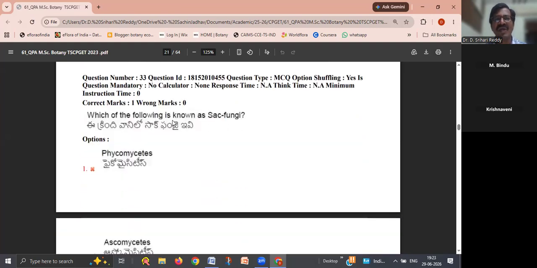Next one, which of the following is known as sac fungi? In the fungi, we already discussed Phycomycetes, Zygomycetes, Ascomycetes, Basidiomycetes, Deuteromycetes. All these are the different kinds of fungal groups where we find sac fungi. In Ascomycetes, there is a sac-like structure that is called ascus. Due to the presence of the ascus, Ascomycetes is also called sac fungi. So that is the right answer, Ascomycetes.